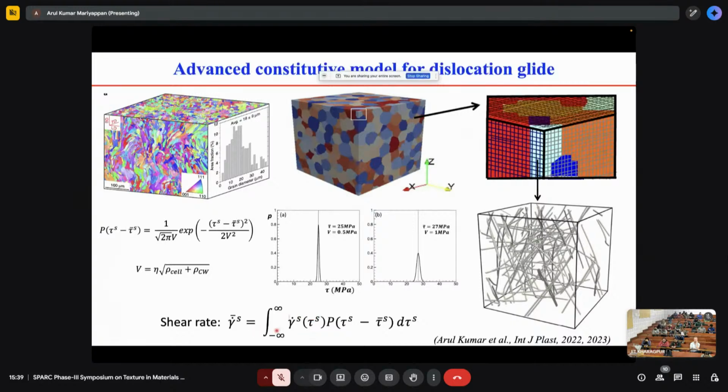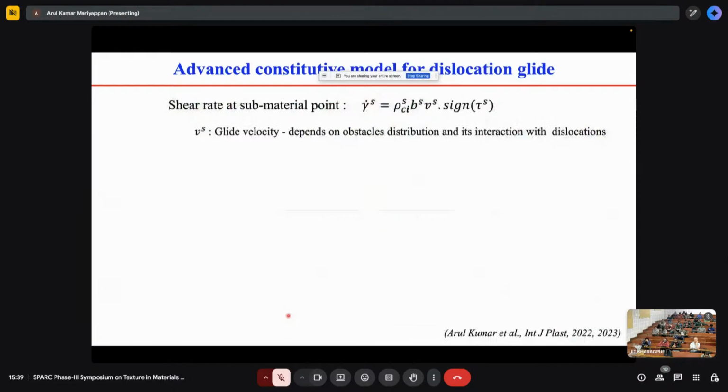Now what we need to know is the sub-material point shear rate, that is gamma dot. For that, we are using our own equations. Very simply, it says that the shear rate at some material point can be directly related to three physical quantities. One is the number of dislocations we have per unit area, or simply the dislocation density, along with its characteristic length, that is called the Burgers vector, and the speed at which that particular dislocation is traveling for a given stress tau.